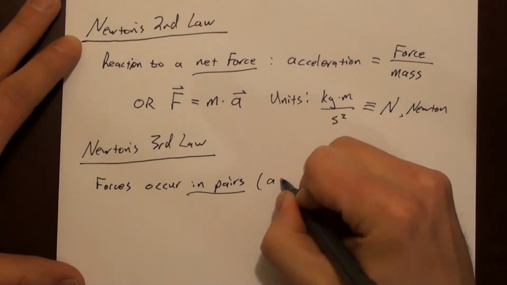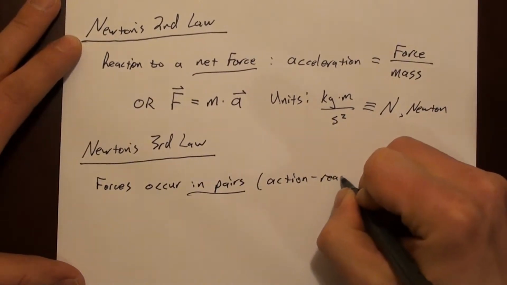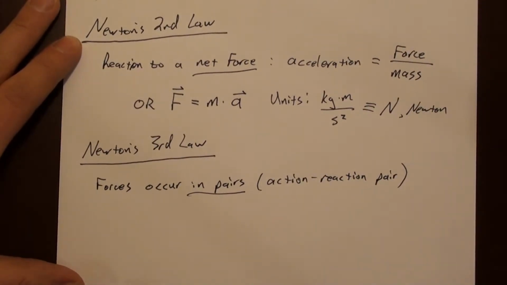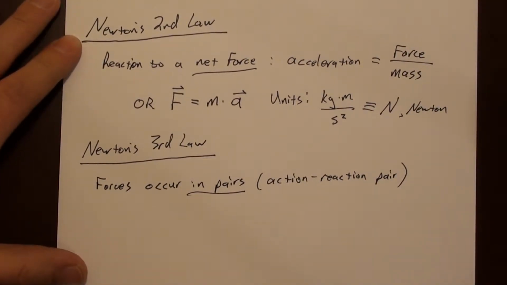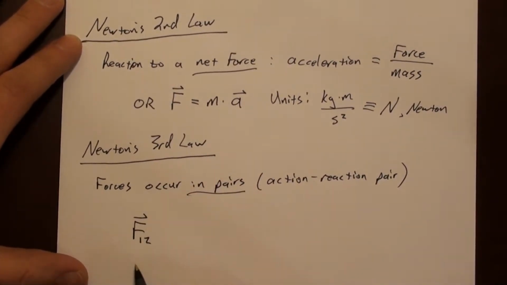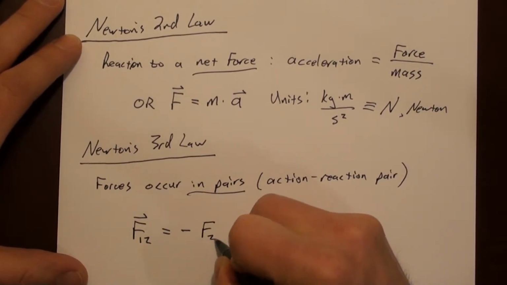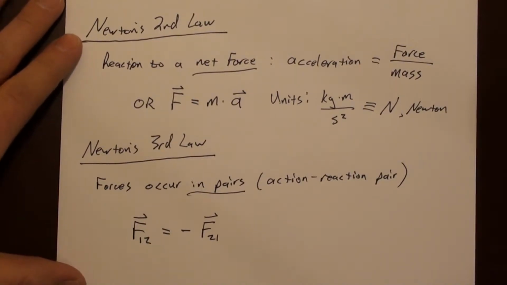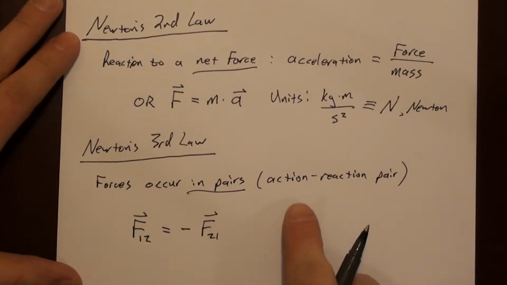Okay, often we call this an action-reaction pair. And all this is saying is that if object A pushes on object B with some amount of force, object B pushes back on object A with the same force in the opposite direction. Okay, as an equation, that's maybe F12 vector equals minus F21 vector. All right. You may have heard this law as for every action, there's an equal and opposite reaction.